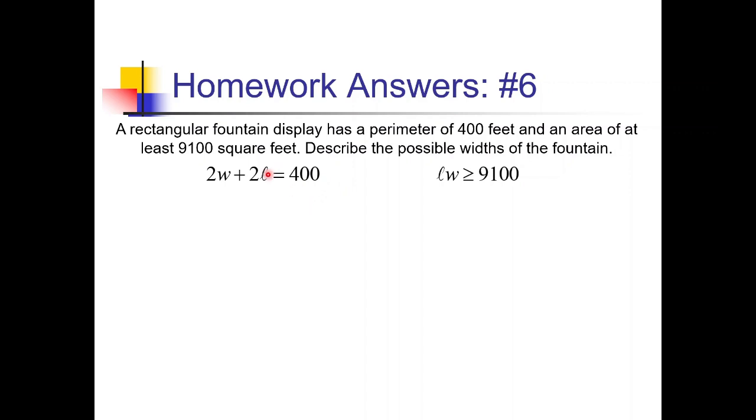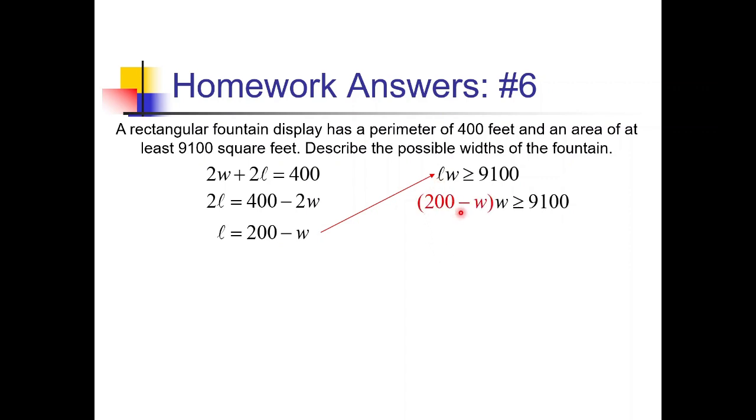So to get L by itself so that I can get rid of it, I'm going to first subtract 2w from both sides. So 400 minus 2w. And then I can just divide both sides by 2. So I'll have L equals 200 minus w. I can plug in 200 minus w for the L over in this inequality now. So that's going to be 200 minus w in parentheses times the w that was already there. And now we've got it all in terms of w.